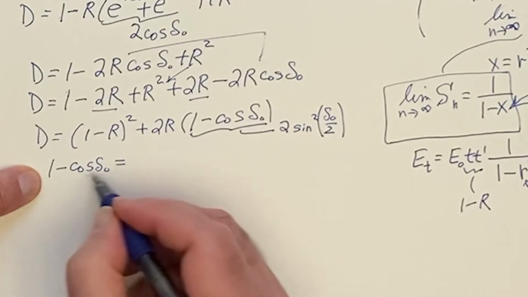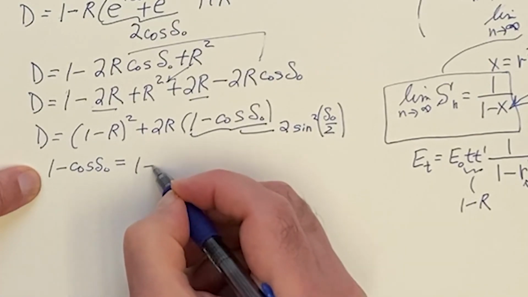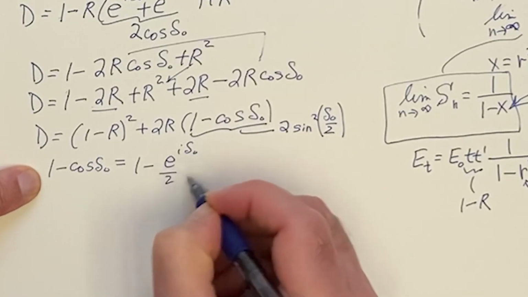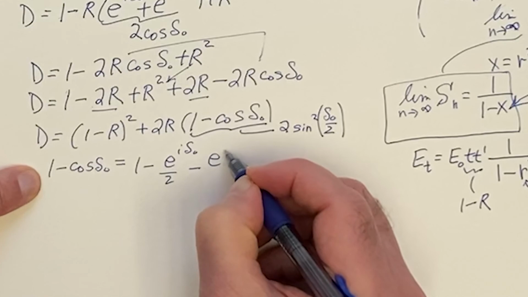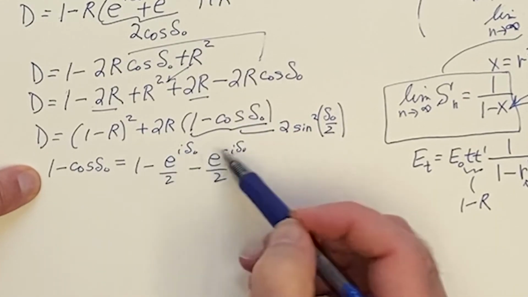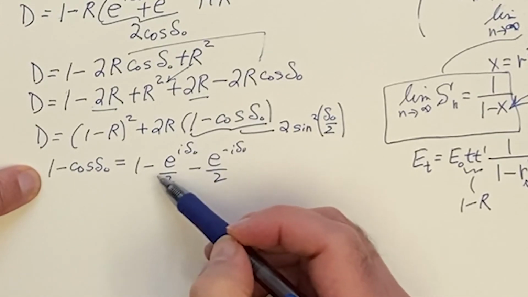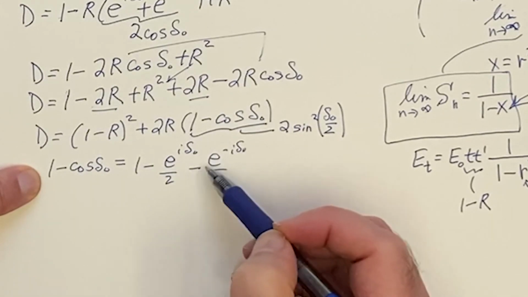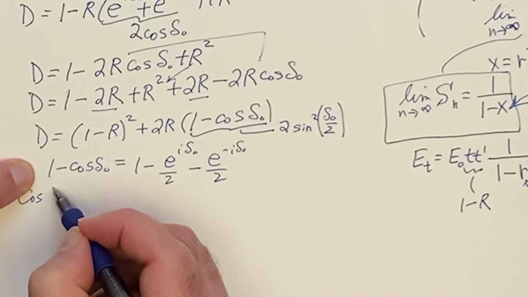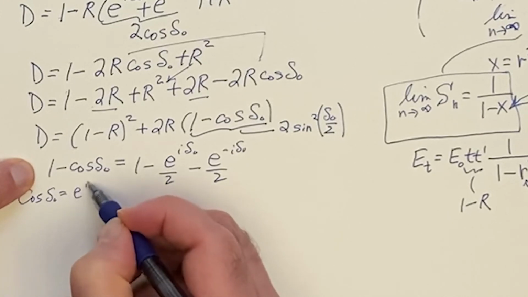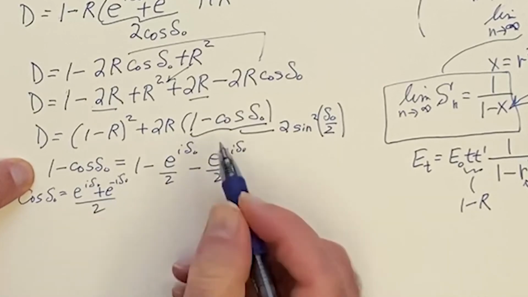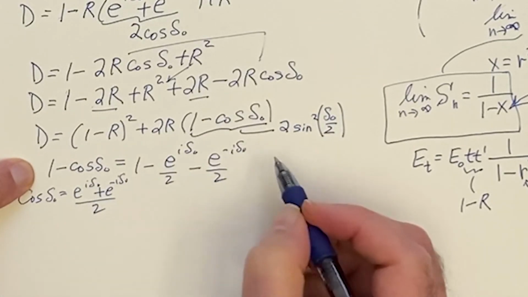So if I look at this subtraction, this is 1 minus e to the I delta naught over 2 minus e to the minus I delta naught over 2. Remember, for the cosine one, you add these together, they have the same sign. So this is subtracting. This is your cosine of delta naught, say, is e to the I delta naught plus e to the minus I delta naught over 2. And so here we're subtracting these two.